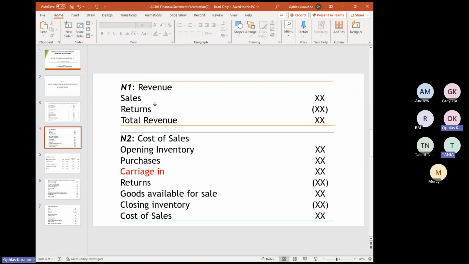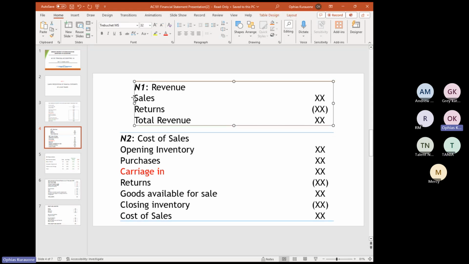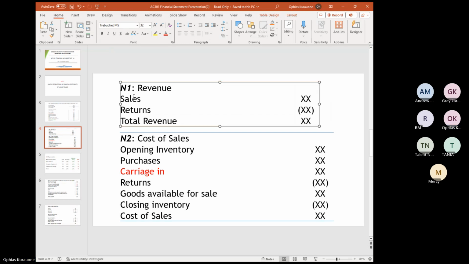We go to N1. Here, revenues consist of sales. When you sell, then you have revenues. Then you've got returns. Sometimes there are customers who might need to return some of the goods. For example, if somebody had purchased 4 cell phones, they might realize that one of the cell phones is malfunctioning, not working properly, then that customer might return that cell phone, which means it is a return which reduces our sales.